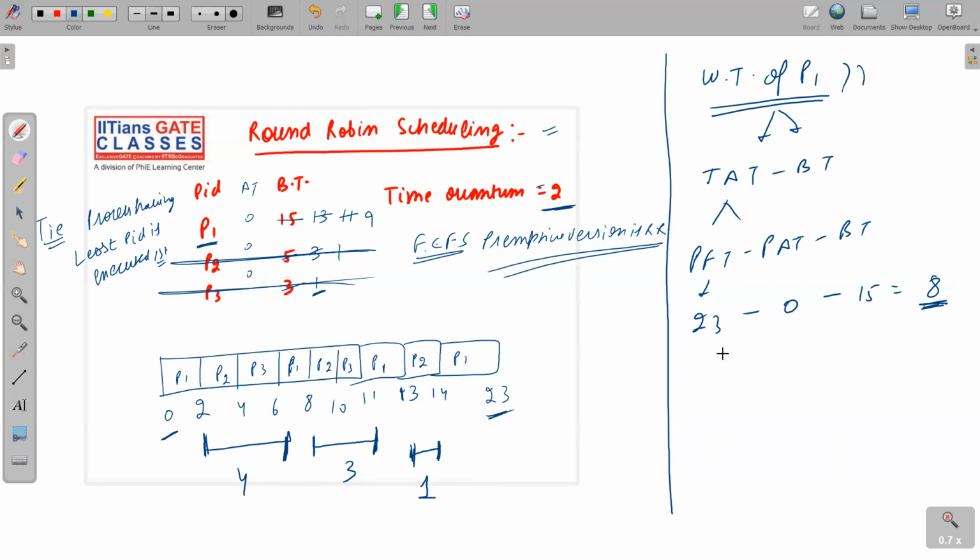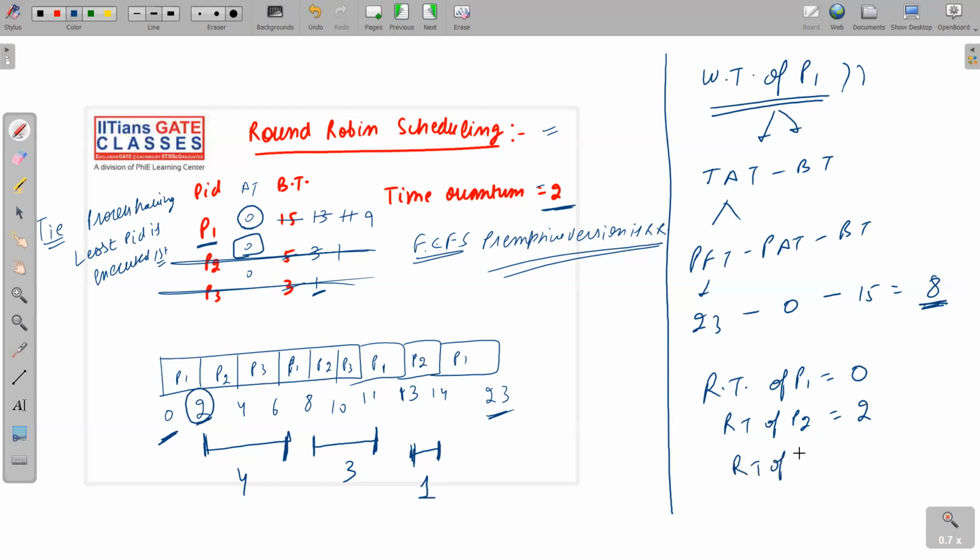Let me find the response time. Response time is very, very important because I have to tell you a very important point for round robin scheduling. See the response time. Response time of P1 is 0 because at time 0 it came into the picture and immediately started. Now response time of P2 is what? It started at 2, and it arrived at time 0, so response time of P2 is 2. It has waited 2 units of time for the first bus. Hence, response time is 2.